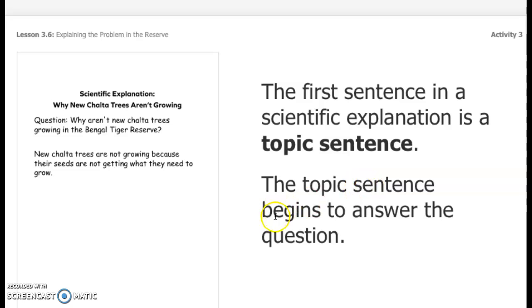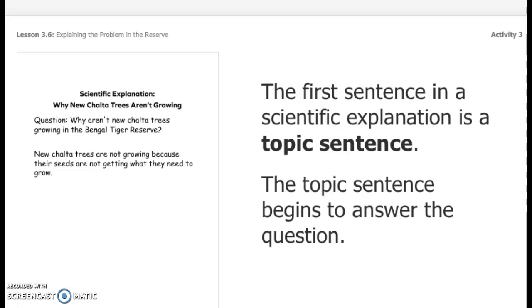The topic sentence begins the answer to the question: why aren't chalta trees growing in the Bengal Tiger Reserve? Now this is where you say, new chalta trees are not growing because their seeds are not getting what they need to grow.